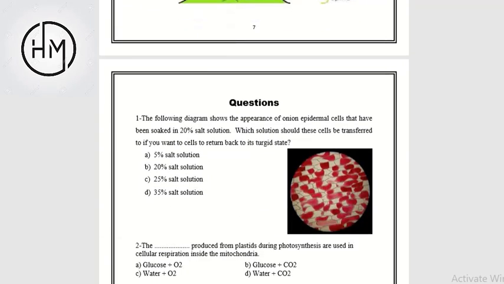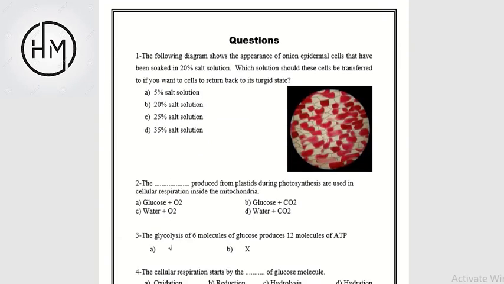Now we will take some questions about these topics. Look here in this diagram. The following diagram shows the appearance of onion epidermis cells that have been soaked in 20% salt solution. Which solution should this cell be transferred to if you want the cells to return back to turgid state?